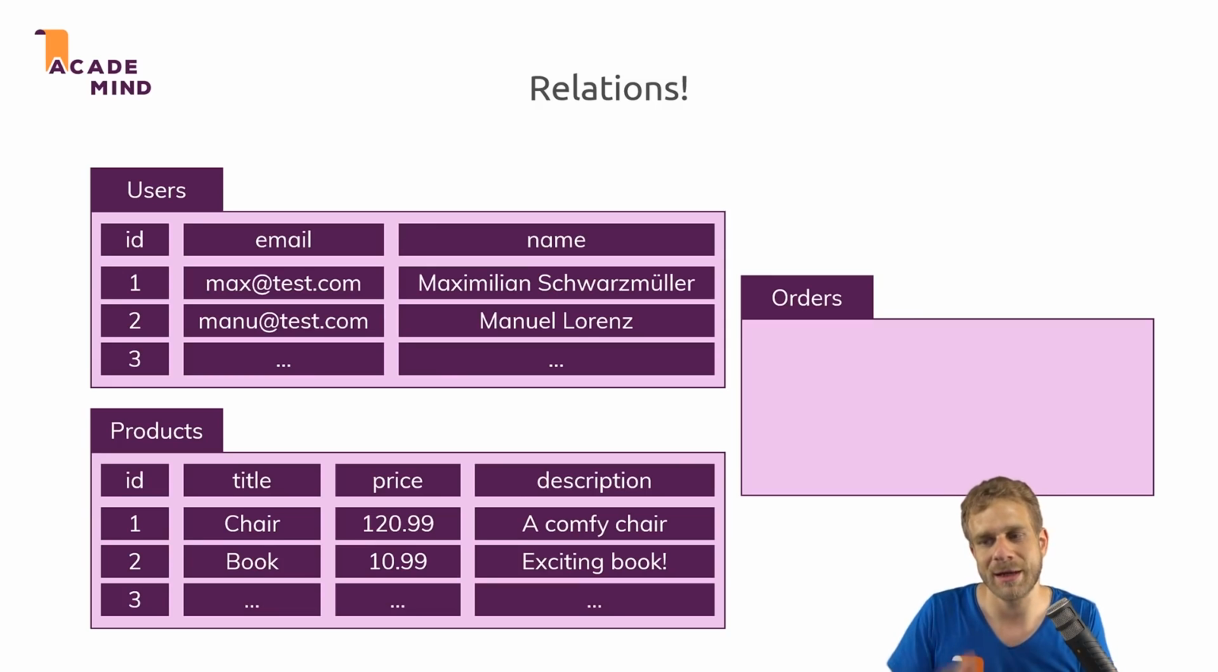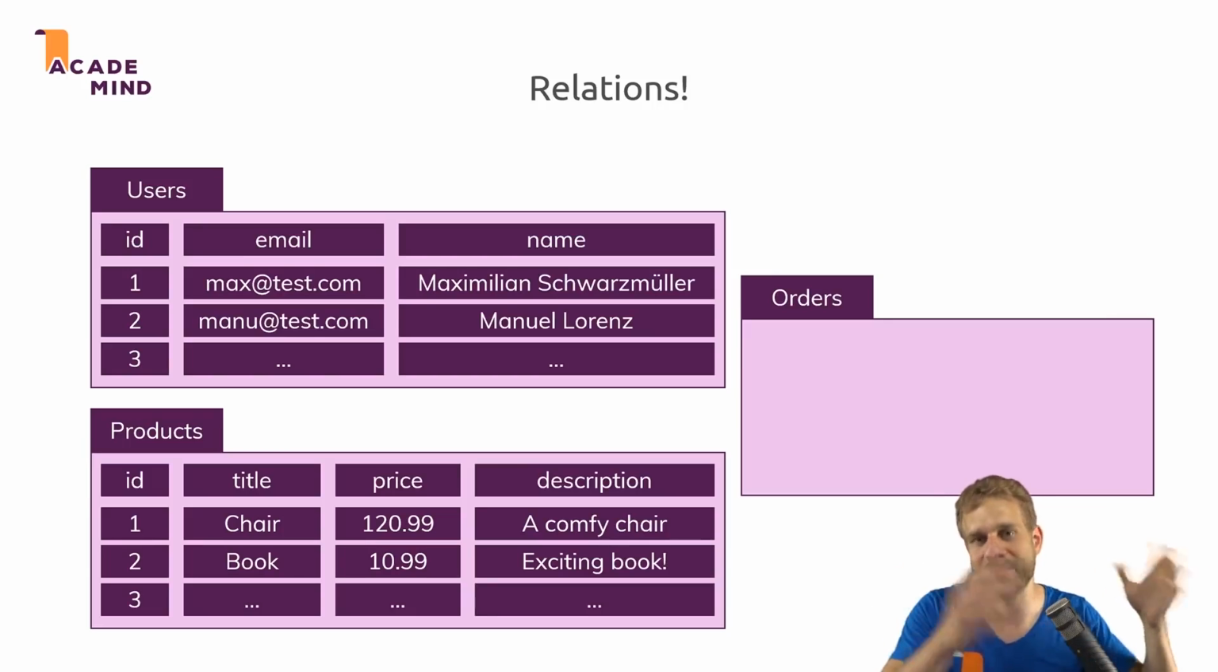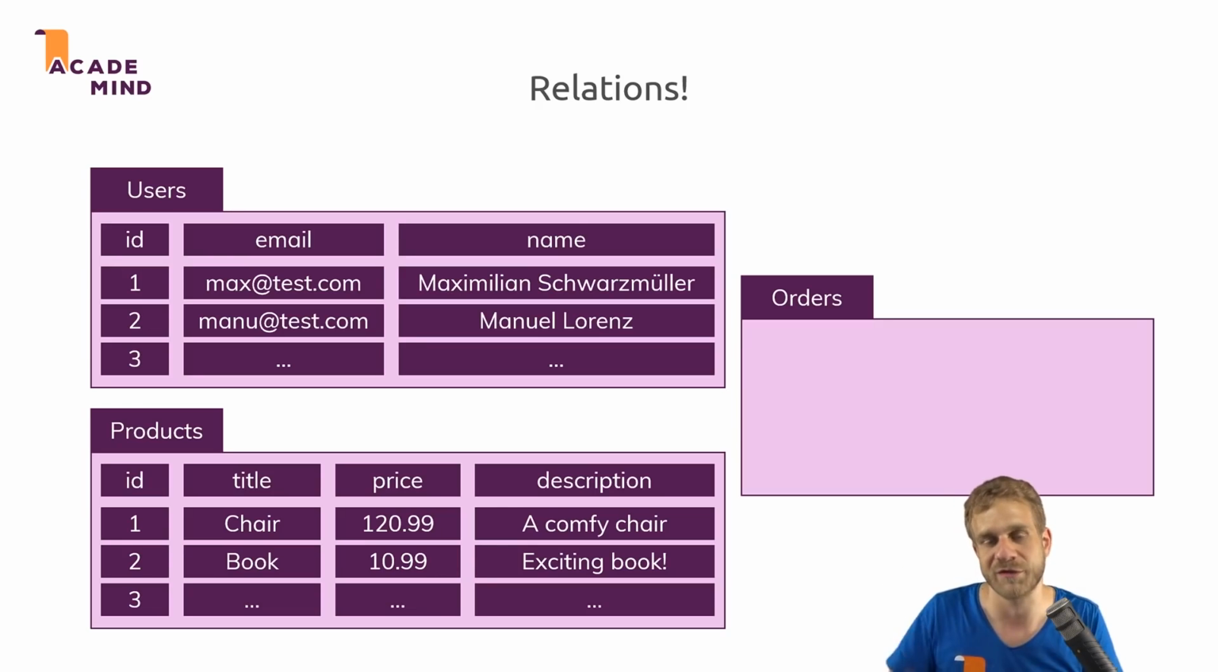For example, a product could be created by a user, or in this example here, we could have orders. An order simply is a combination of a product and a user, because one user might have many orders and one product might also be part of different orders of different users.